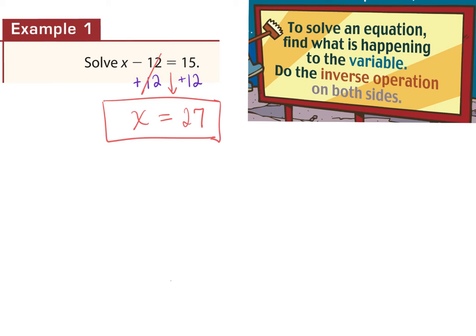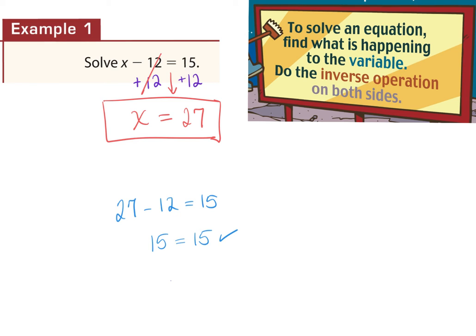We just did substitution on our last quiz, right? We had what the variable equaled and we solved for what the order of operations was. In this case, we can plug the x back in. Instead of saying x minus 12, we would say 27 minus 12 equals 15. You'll see that 15 does indeed equal 15. That was a true statement, so your answer is correct. That is a solution.